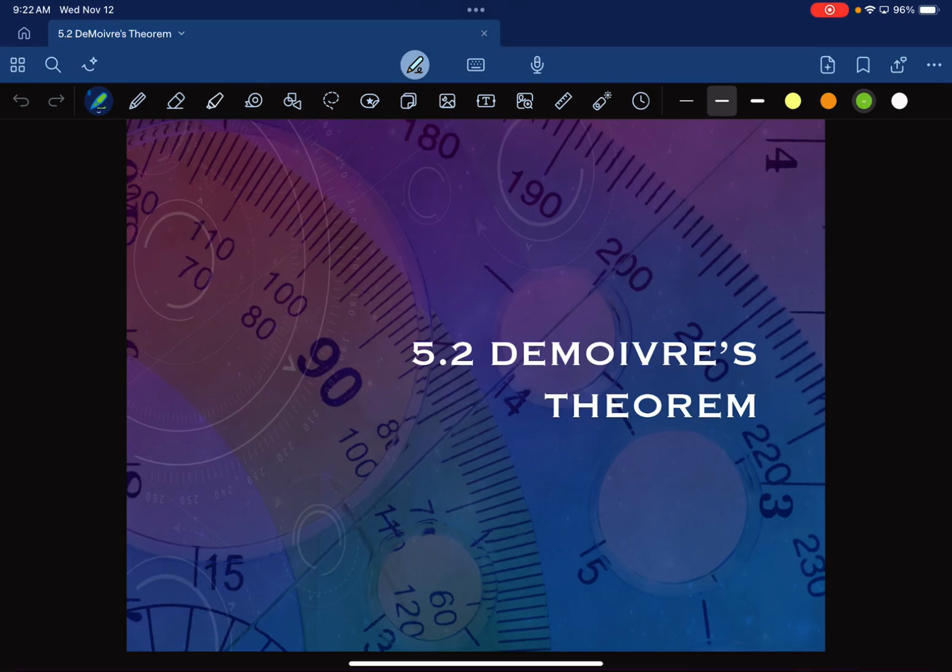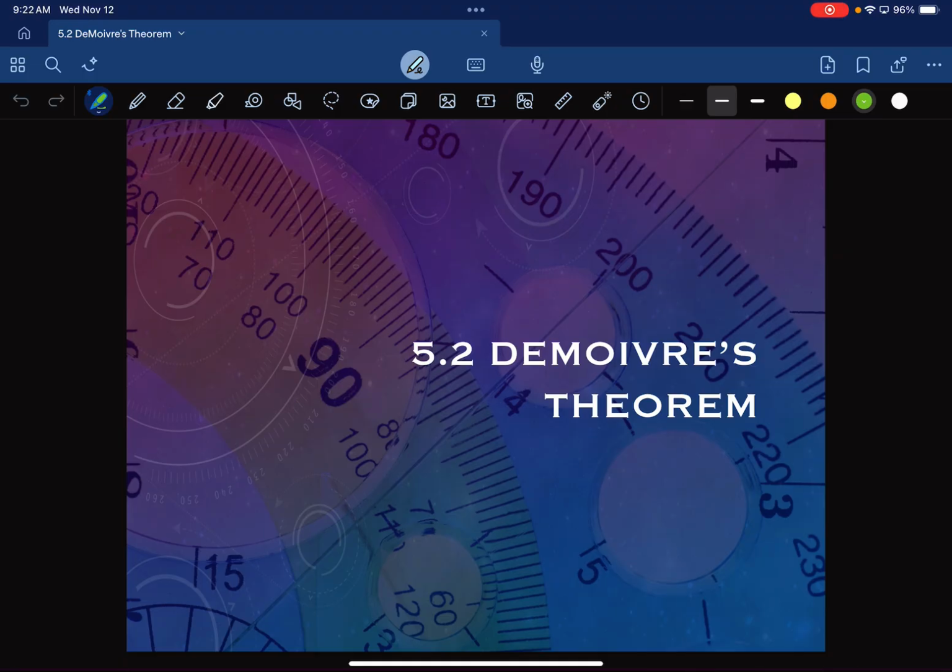5.2 is the other section that we're going to do that deals with complex numbers. This is DeMoivre's theorem. DeMoivre's theorem starts with the idea of what complex numbers look like on a graph, and then eventually it's going to end with what happens when we take square roots or cube roots or fourth roots of complex numbers. Okay, so we looked at what happens when we did powers of complex numbers last time, right? That's what 5.1 was.